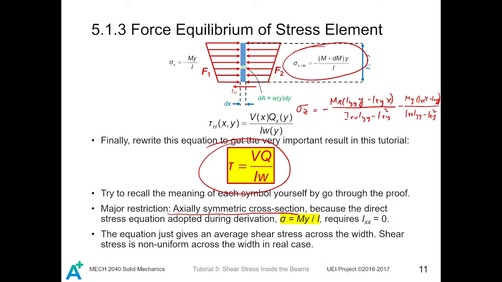We described such a formula in the last tutorial for you to challenge, or anyway, it is something in year 3. But there is such a formula, and unless you make this cross-section axially symmetric, Ixy is non-zero, then this direct stress formula will become much more complicated, and this derivation will not be that simple. Besides, another important point we need to point out is that this equation just gives an average shear stress across the width. The shear stress is actually non-uniform across the width in the real case.